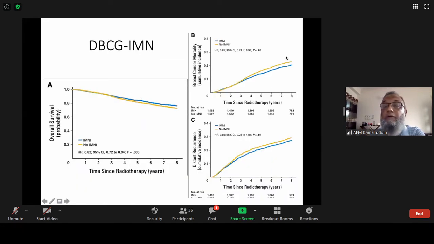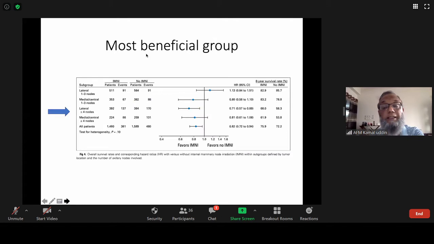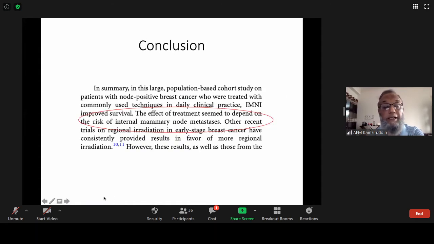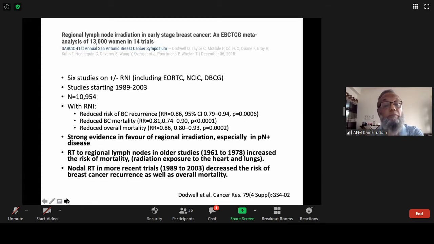So overall survival is not that significant, but they have shown that the breast cancer mortality is slightly higher in the non-IM node group, but it may not be the effect of the study. If you go to the details of the study, you will see. But the most important thing in this study is that the most beneficial group was the more than 4 node group. So they said that this is depending on the nodal involvement.